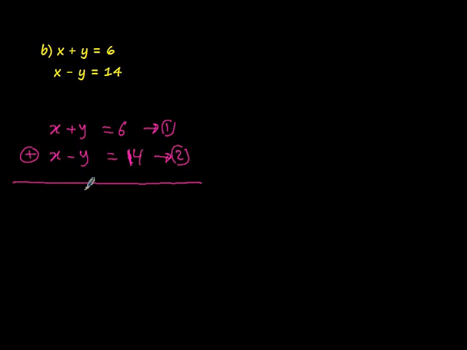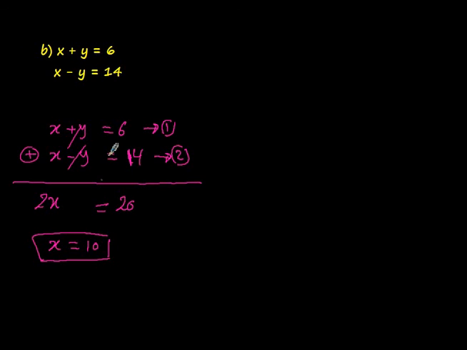So let's add the two equations. x plus x simply equals 2x. y plus negative y cancel out each other. And now 6 plus 14 simply equals 20. And so by dividing by 2 on the right and left, we have x equals 10.